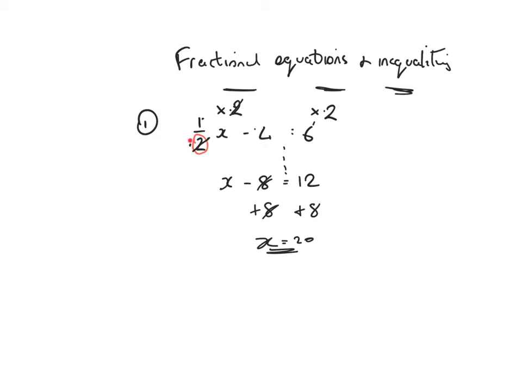So the fraction causing difficulty, divide by 2. So the divide by 2, I can then eliminate that by multiplying by 2. But if I'm going to do that to that side, I need to keep the equation balanced. Whatever you do to one side, you need to do it to the other, so I need to multiply that side by 2 as well. Then the times by 2, divide by 2 cancel out, just leaves me with 1x. And 2 times minus 4 is minus 8, 6 times 2 is 12, and then I solve it as a simple equation as normal. Okay, let's try an example 2.